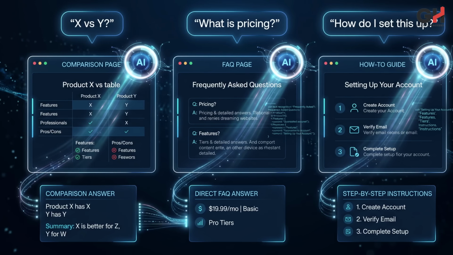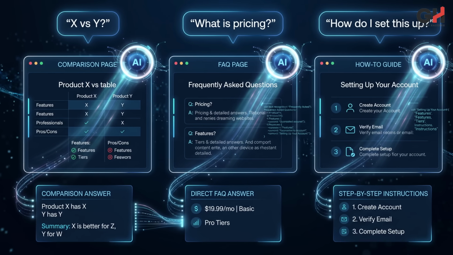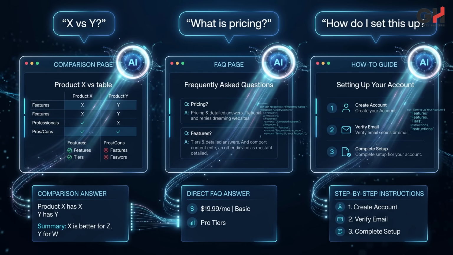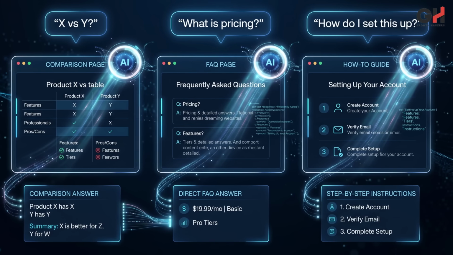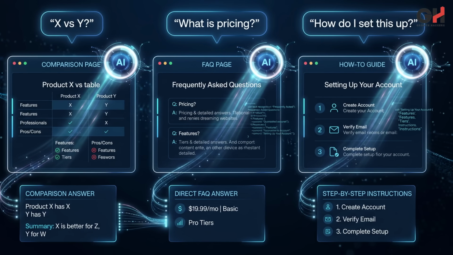The result? These content types match high-intent AI queries perfectly. Comparison pages capture X versus Y searches, FAQs get pulled into direct answers, and how-to guides appear in step-by-step AI responses. Build your content library around these formats.